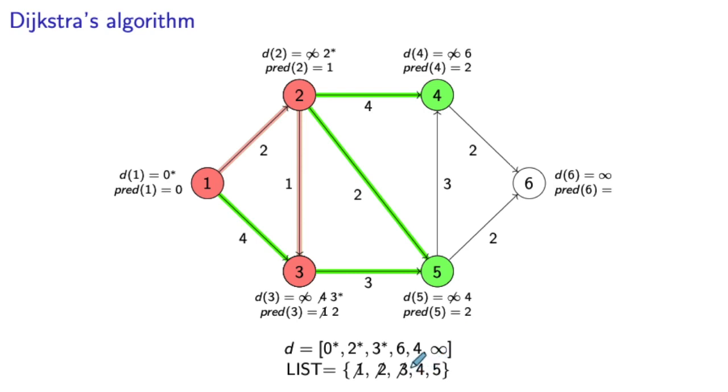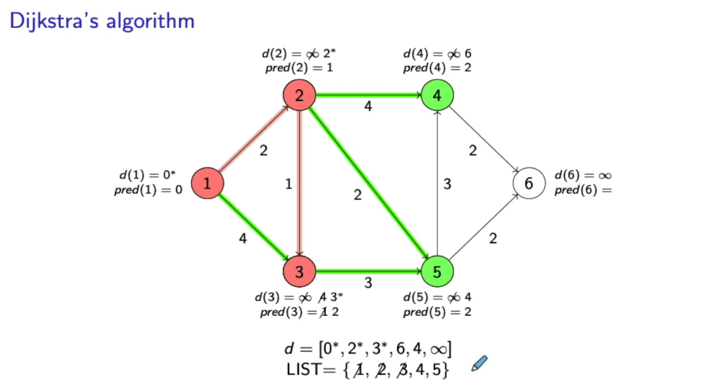And we cross node 3 out of the list of the active nodes because we cannot use it to further improve any of the labels. We already used all the information about the outgoing arcs from this node, right? So we proceed to the next iteration.